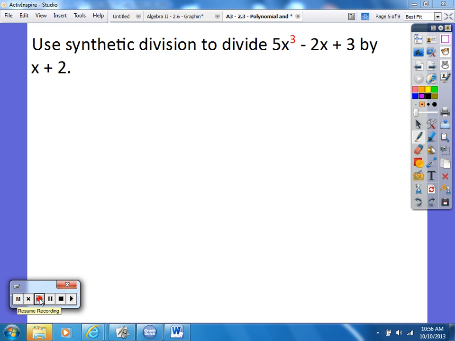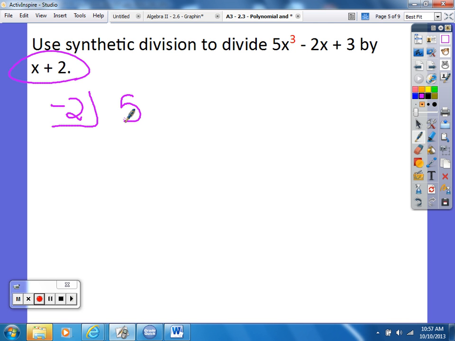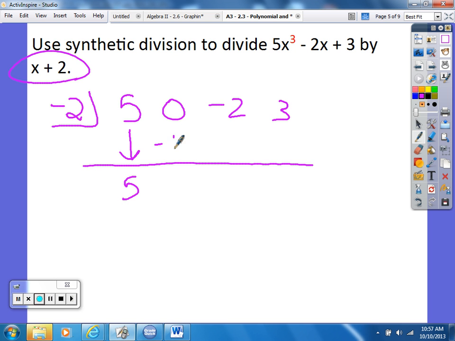So as I was walking around, I saw a lot of different answers. So everybody was trying it, but it seems like we're making a few small errors. So let's see if we clean that up. First off, if I set this equal to 0, what do I get? Negative 2. So I'll put that in the box. I have 5x cubed. How many x squared? Negative 2 x's and 3 regular numbers. Bring down the 5. You get negative 10, add, multiply, add, multiply, add.